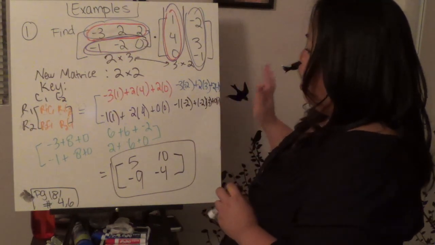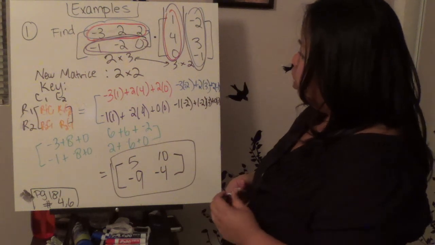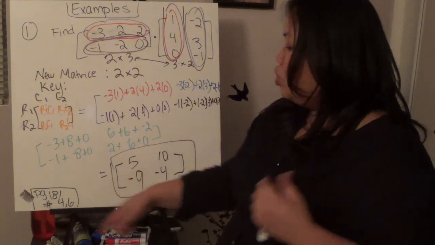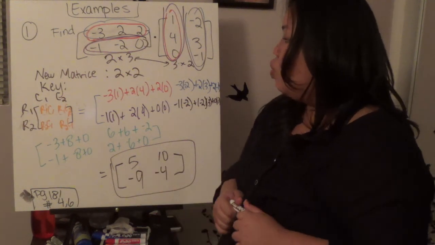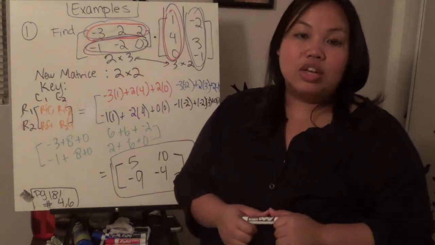So go ahead and write this down. You're going to go ahead and do page 181, numbers 4 and 6. So page 181, numbers 4 and 6, and I'll see you in class.